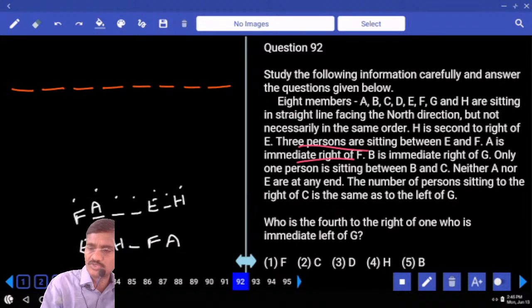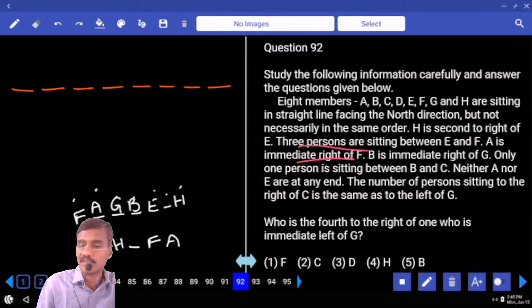Hence, B is to the immediate right of G. This is G and this is B. B is to the immediate right of G. Done with this? And next one. B is to the immediate right of G. Here in the second case, it is not possible.